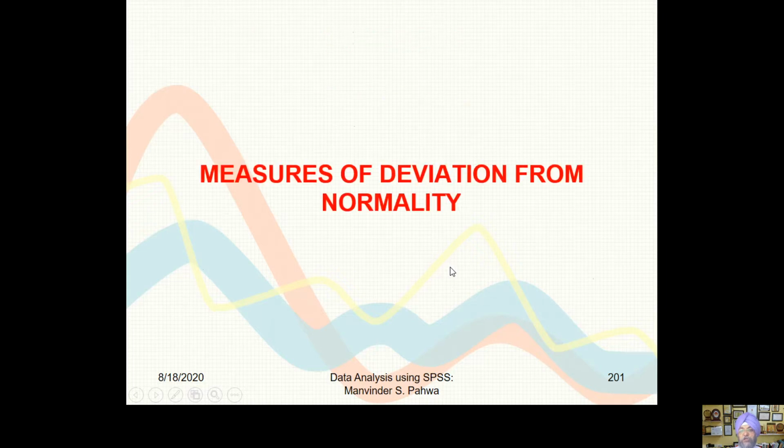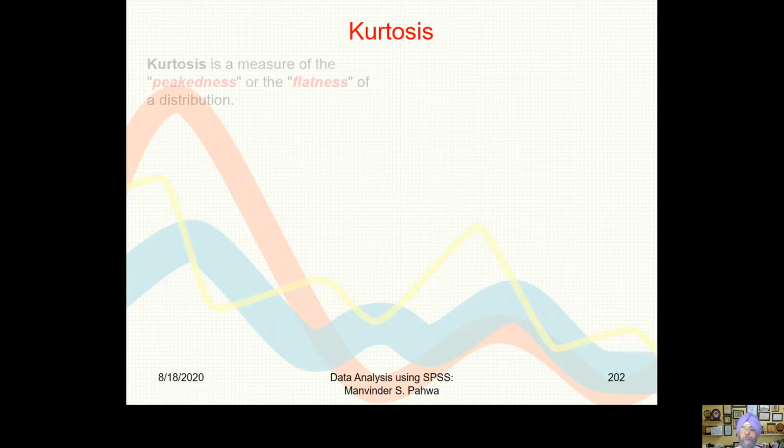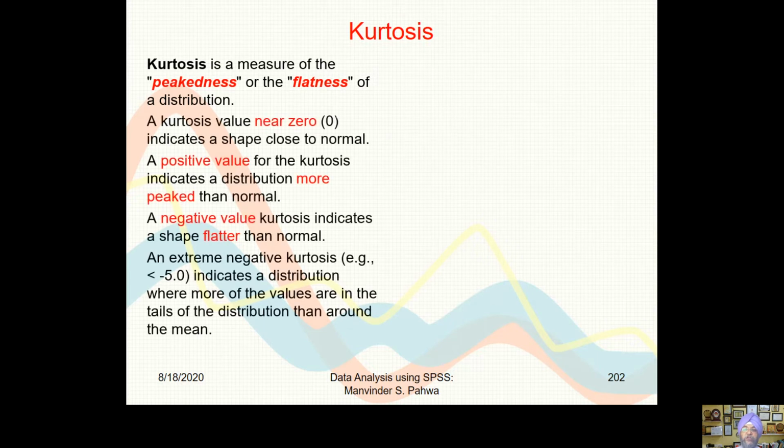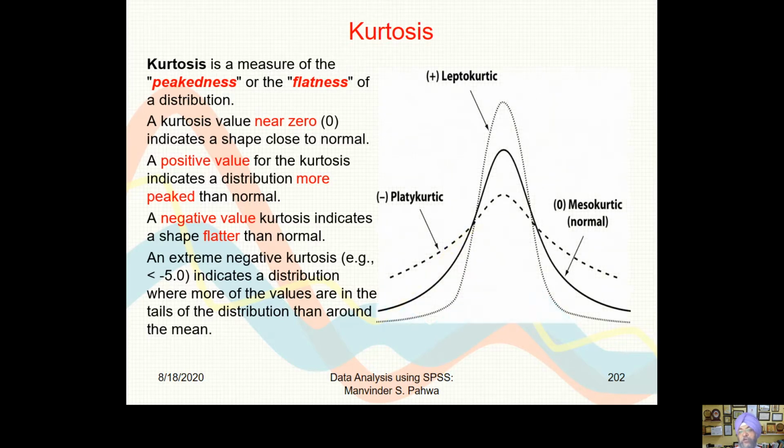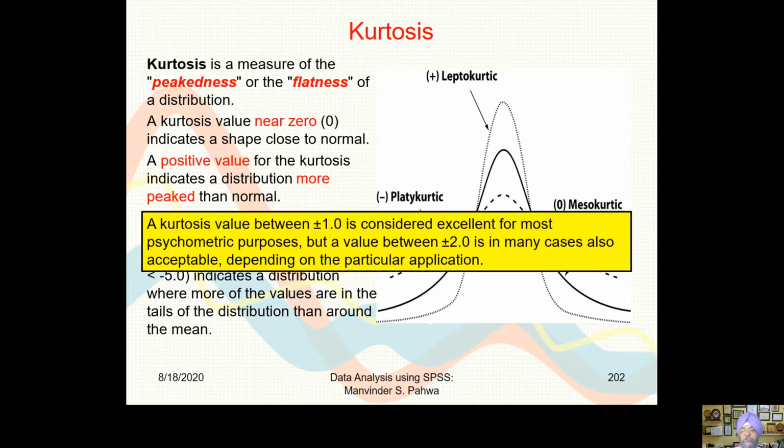For measuring deviation from normality, we use kurtosis. Kurtosis is the measure of peakedness or flatness of a series. A kurtosis value near 0 indicates the shape is close to normal. A positive value indicates a distribution more peaked than the normal one, whereas a negative value indicates a flatter shape. In the figure, the negative one is called platykurtic, the positive one is leptokurtic, and the normal one is mesokurtic.